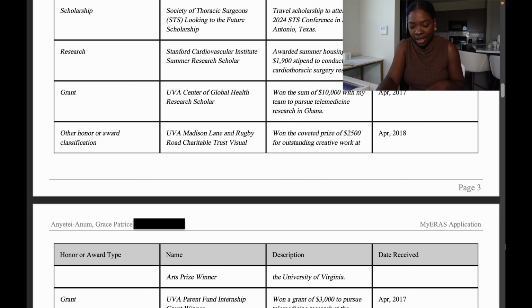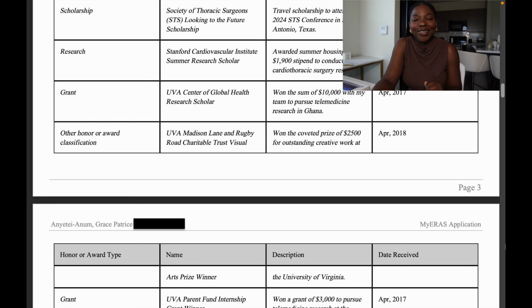The next one I have here is from my college days, and it's the UVA Center for Global Health Research Scholar. Got $10,000 with a team to pursue telemedicine in Ghana. So as you can tell, I like global health, there's a theme to all of these things. And then this is one of the awards I was really proud of, the UVA Mandison Lane and Rugby Road Charitable Trust Visual Arts Prize winner. So as you know, I love to take pictures, I love photography, and I won $2,500 for outstanding creative work at the University of Virginia.